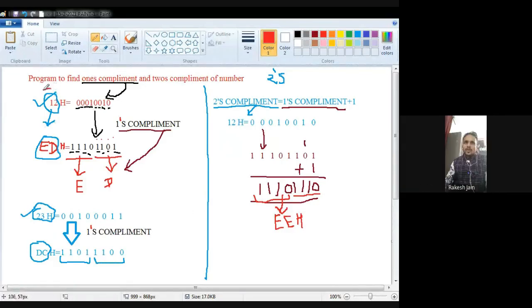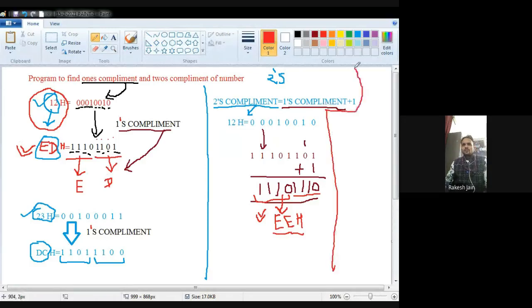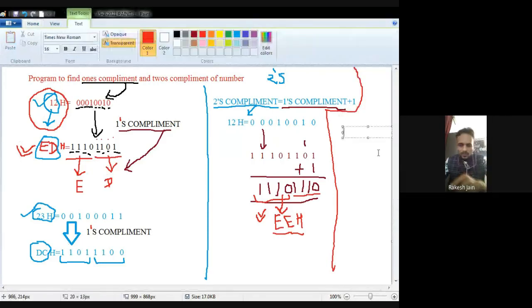Now let's suppose first we do the practical to find out the 1's complement of this 12. Then we will use another example. We will provide the data 12, then we will check the result of 1's complement. It should be ED. If it is ED, it means my 1's complement concept is correct. Then we will check the 2's complement answer. It should be double E. If it is double E, then definitely my answer will be correct.